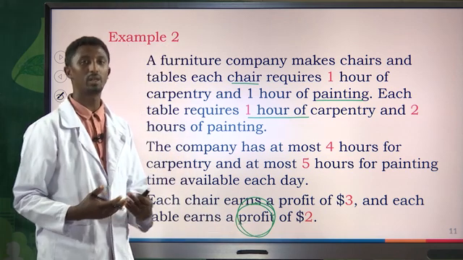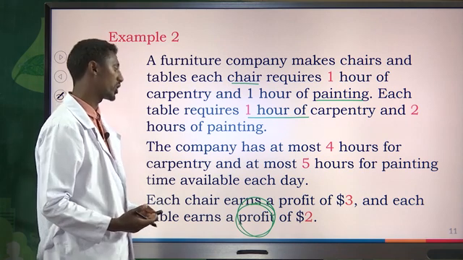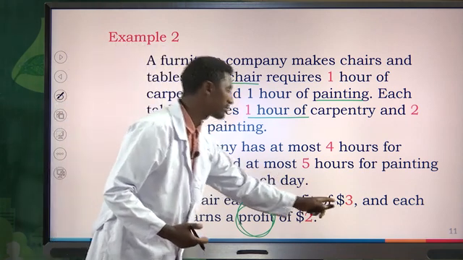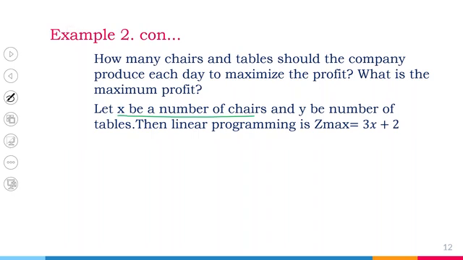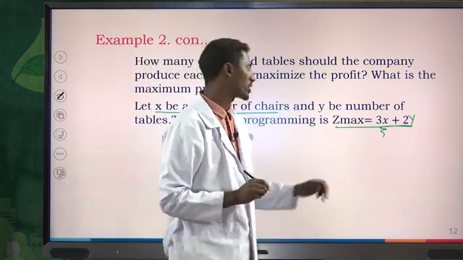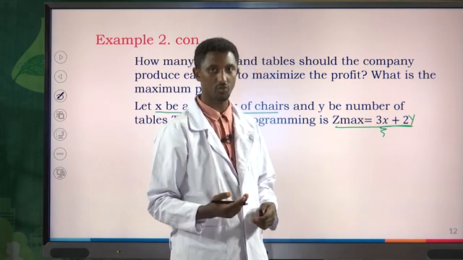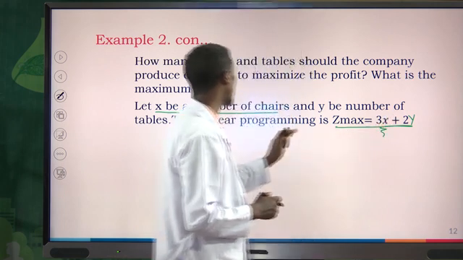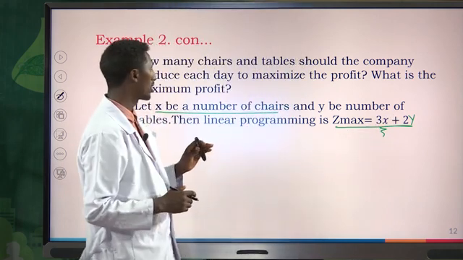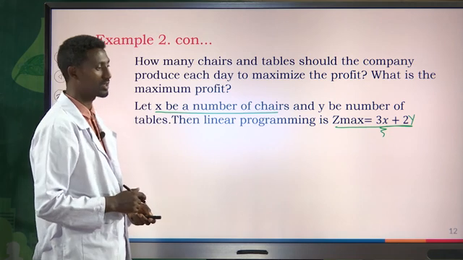So the total profit that the company can make in a given day equals 3 times the number of chairs, plus 2 times the number of tables. So the objective function is Z maximum equals 3x, that is 3 times the number of chairs, plus 2 times y, where y is the number of tables.